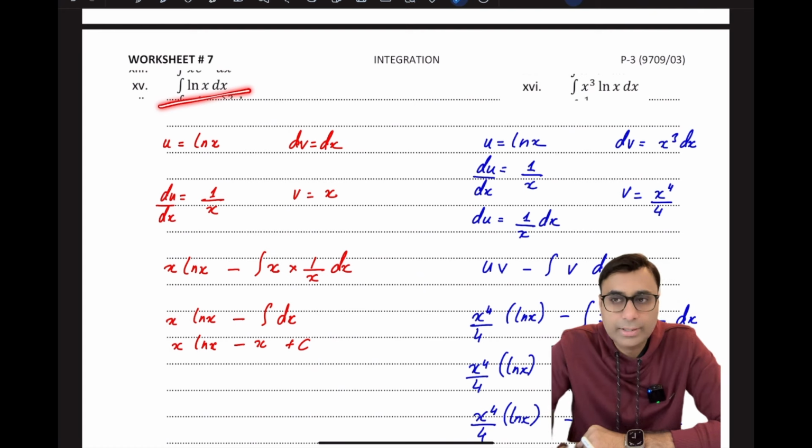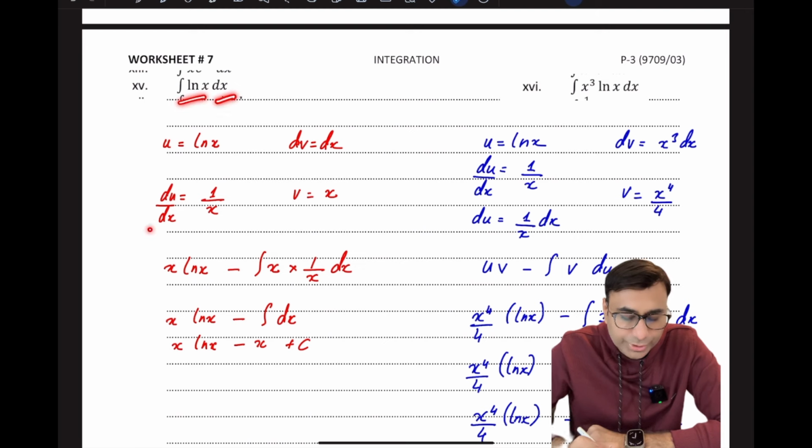So if you have to integrate ln x, your choice according to the LIATE principle is always going to be ln as u. So you suppose u as ln x and you suppose dv as dx. You differentiate u to get du as dx over x and you integrate dv to get x. And once you've done that, this is u into v minus whole integral of v du.